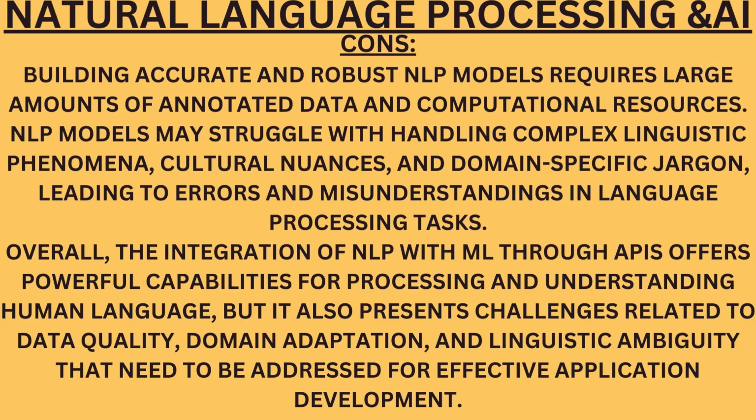Natural language processing models may struggle with handling complex linguistic phenomena, cultural nuances, and domain-specific jargon, leading to errors and misunderstanding in language processing tasks. Overall, the integration of NLP with ML through APIs offers powerful capabilities for processing and understanding human language, but it also presents challenges related to data quality, domain adaptation, and linguistic ambiguity that need to be addressed for effective application development.